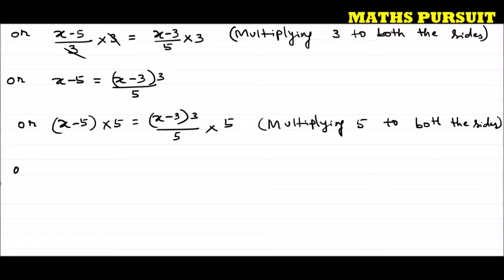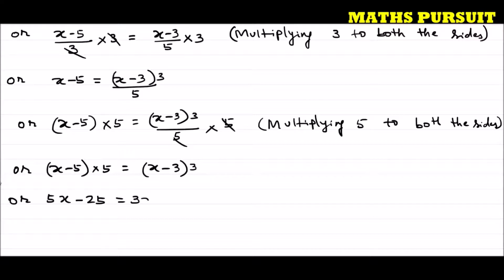Or I can write (x minus 5) into 5 is equal to (x minus 3) into 3. This 5 cancels out. Or I can write 5x minus 25 is equal to 3x minus 9. I am just simplifying the equation now: multiplying 5 into (x minus 5) and then multiplying 3 into (x minus 3).